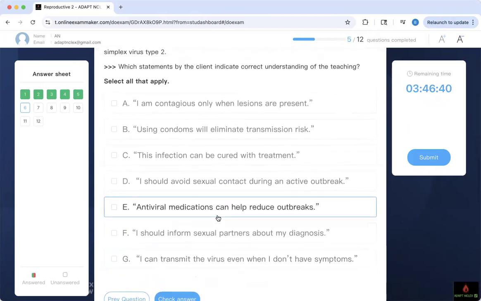Contagious only when there is a lesion present. Using condoms will eliminate transmission risks. The infection can be cured with treatment. I should avoid sexual contact during active outbreak. Antiviral medication can help reduce the outbreak. I should inform my sexual partners about my diagnosis. I can transmit the virus even when I don't have symptoms.